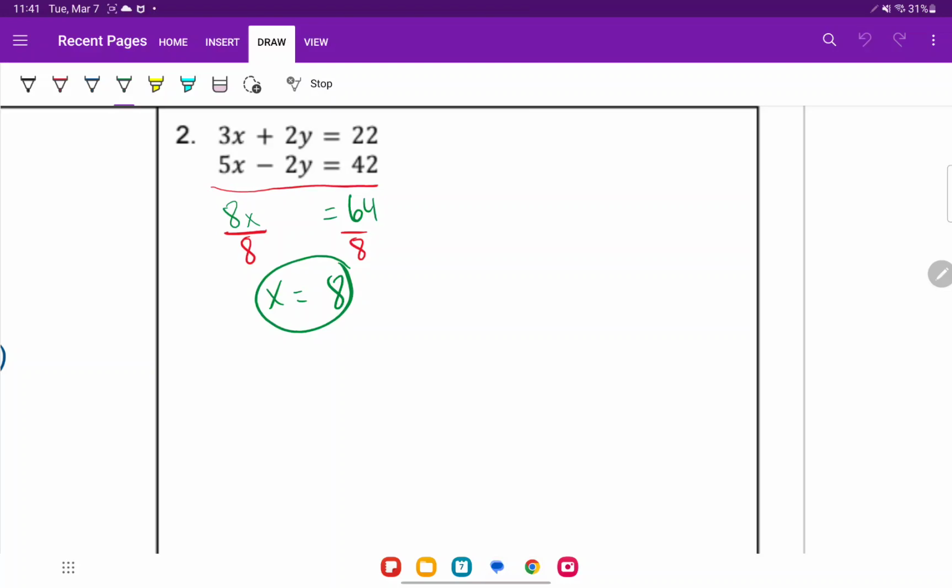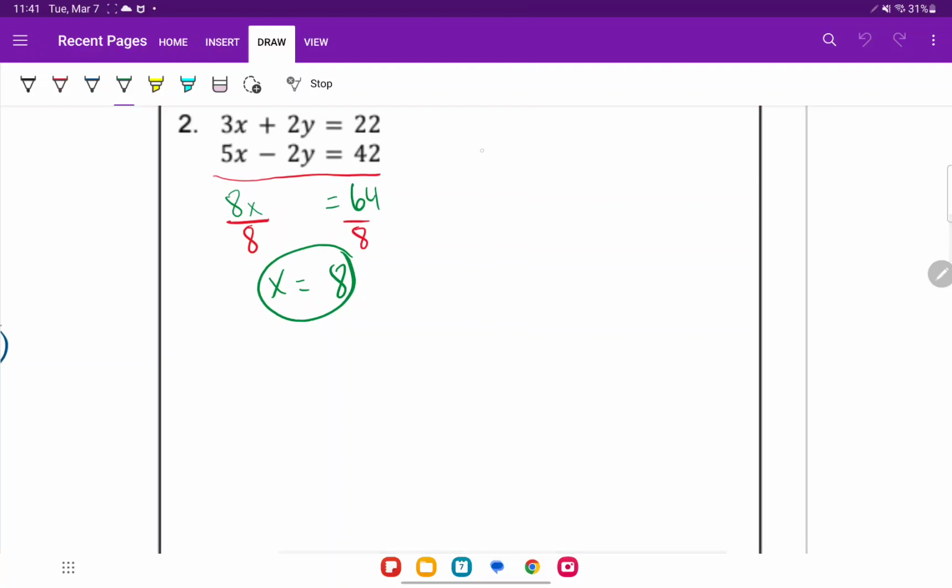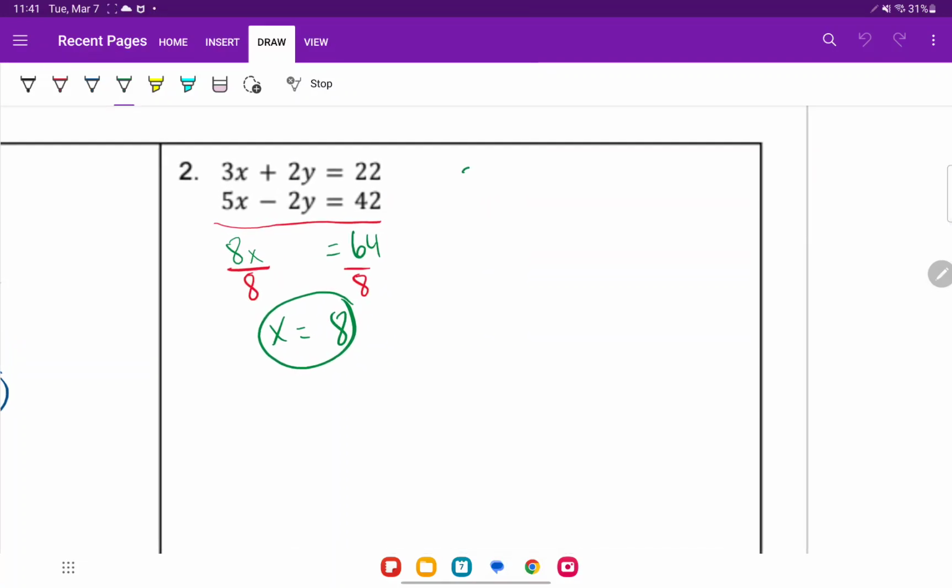All right, now we're going to take that and plug it back into one of the original ones. I'm going to plug it into the first one. So here you'll see it. It's going to be 3x plus 2y is equal to 22. So I'm plugging in for x right here. So 3 times 8 plus 2y is equal to 22. 3 times 8 is 24. Plus 2y is equal to 22. So now we're going to solve for y.